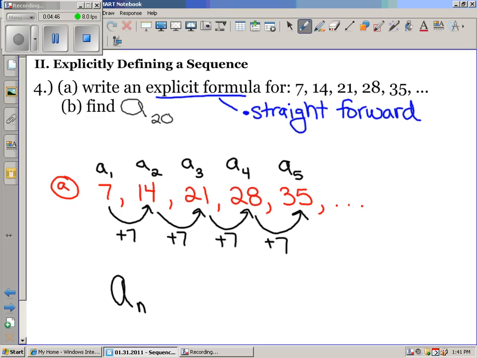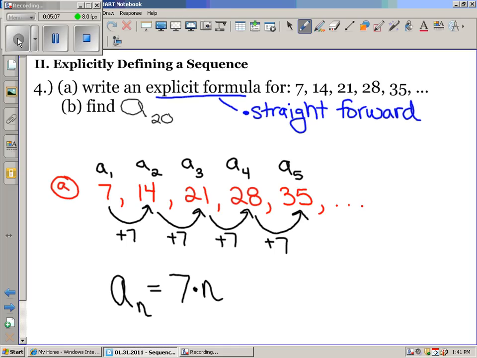What you do is you say a sub n, any number you want in the sequence, or any term, equals. Now, how do you build this sequence? What's the formula? Yeah, great suggestion. It's just going to be 7 times the number you're looking for.